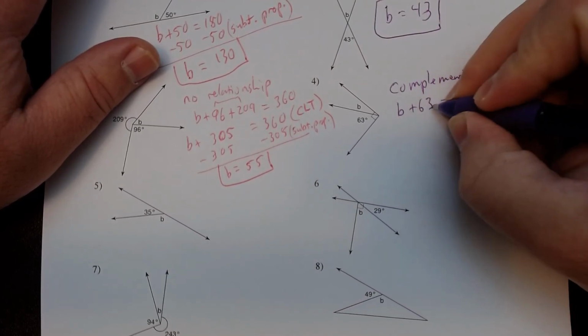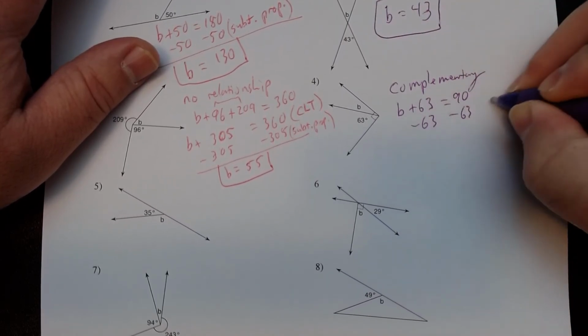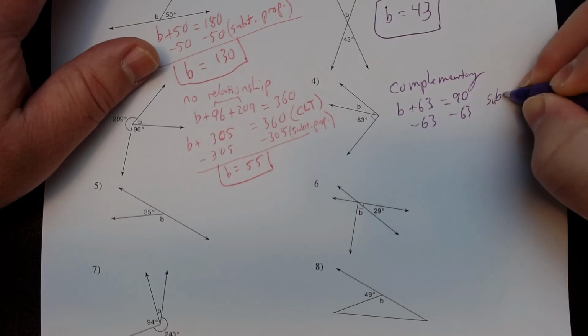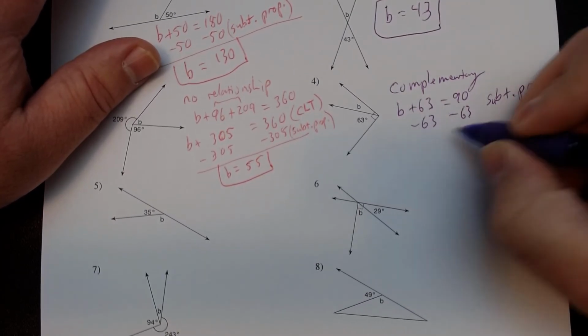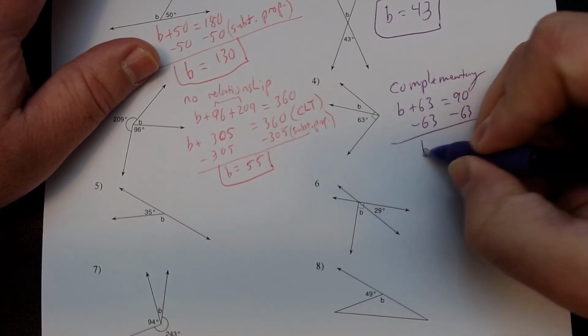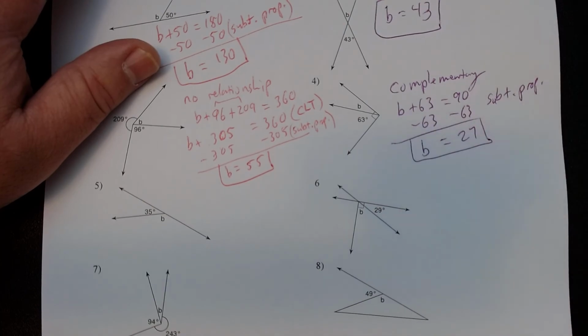After that, if you need to move this 63 across the equal sign, you're subtracting it from both sides. That would be the subtraction property. I'm gonna put SUBT for subtraction, PROP for property. You work that out. On the left side you get B, and on the right side this is 27. So you found your variable, 27.